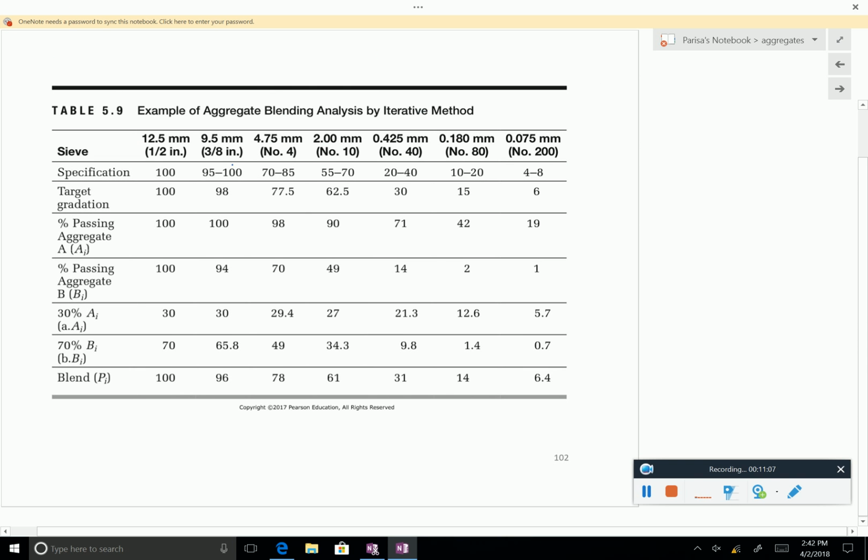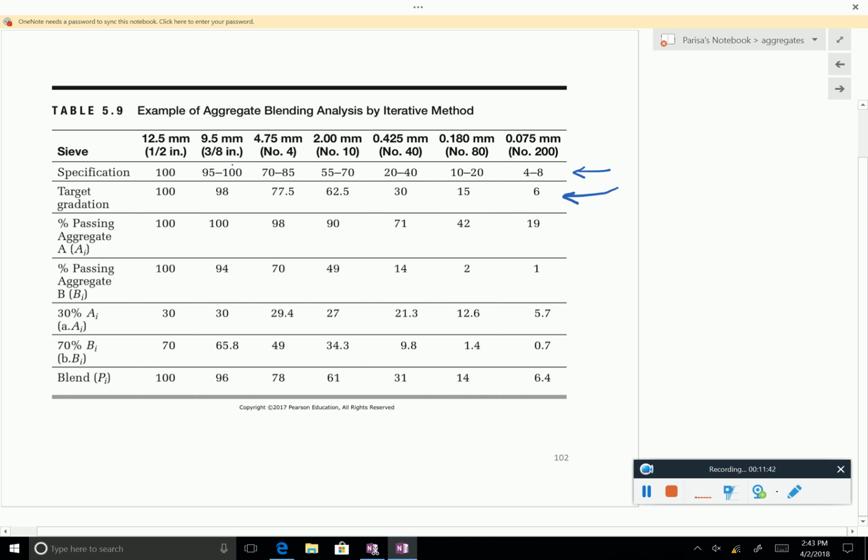So we have a spec on the top. For concrete mix design or asphalt concrete mix design, you need to make sure that your blend falls into these specs. For each sieve, you see the percentage passing range. You could just work with the range, or you could define a target gradation, for example, the medium number in between.